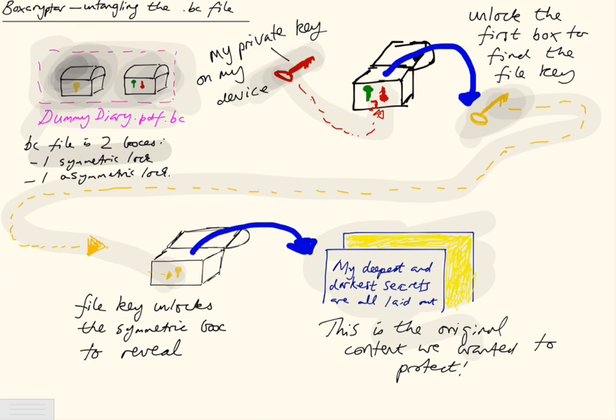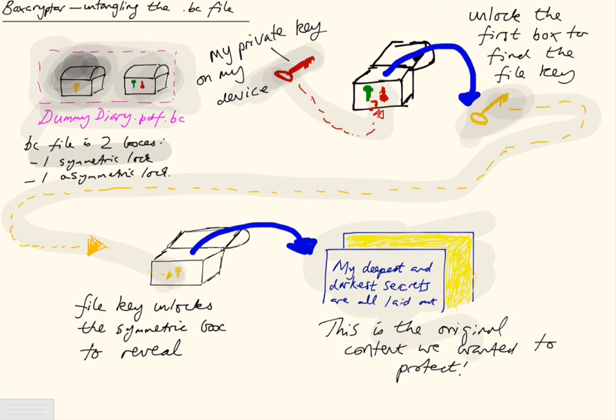The other treasure chest, which is an asymmetric treasure chest, meaning we lock it with one key and unlock with a different key, contains the key to open the first treasure chest. So it's quite straightforward, really, the concept. Given that what I want to do is to unlock and view the raw contents of my document, how does this actually happen in the background?